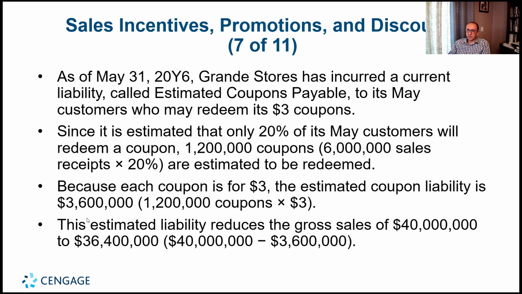How did we get that? We got the 1.2 million coupons multiplied by 3, and that would be 3.6 million. The estimated liability reduced the gross sales of the 40 million because now you really made $40 million in sales, but you also have a liability related to these sales of 3.6 million. So that would reduce your gross sales to 36.4 million.